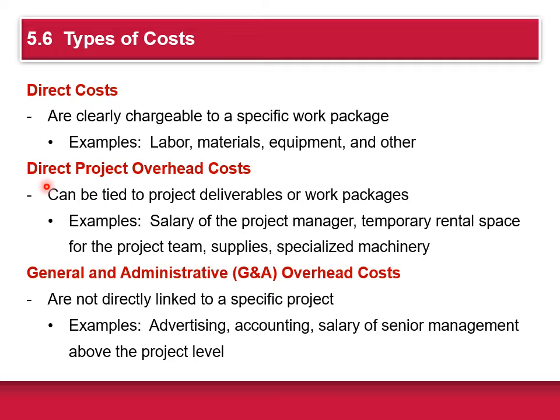Then there's what's called the direct project overhead cost. These can also be tied to project deliverables or work packages. Examples are the salary of the project manager, temporary rental space for the project team, supplies, and specialized machinery. Then you have your general and administrative costs, overhead costs, G&A costs. These are not directly linked to a project, but you still have to have these. These are for things like advertising, accounting, salary of senior management above the project level. Those are just overhead kinds of costs.